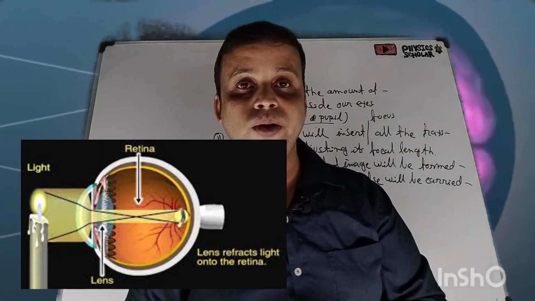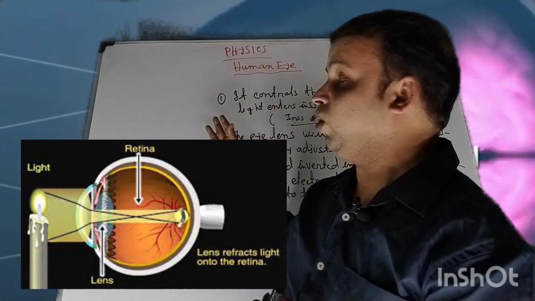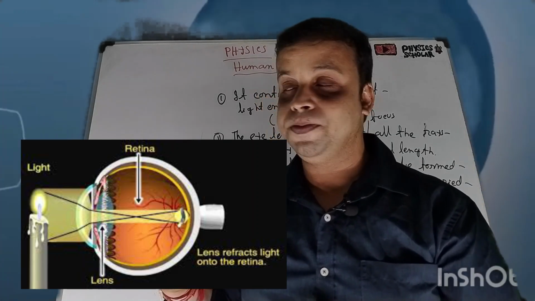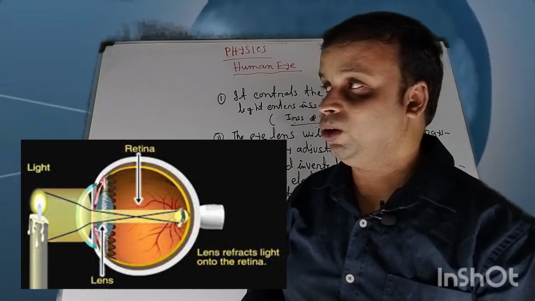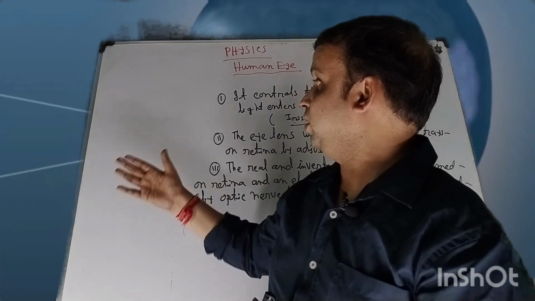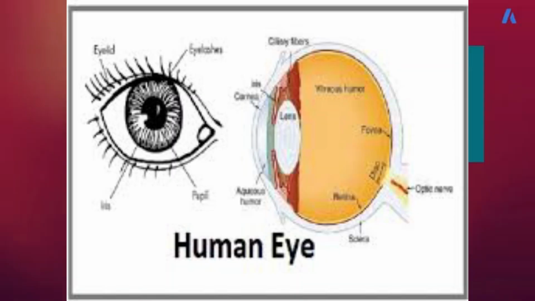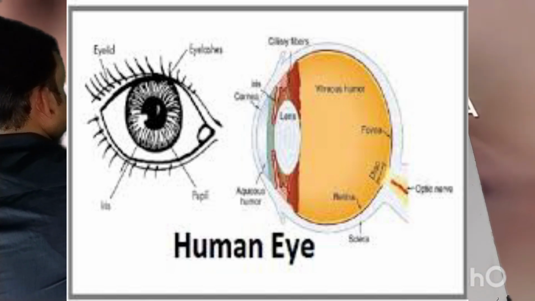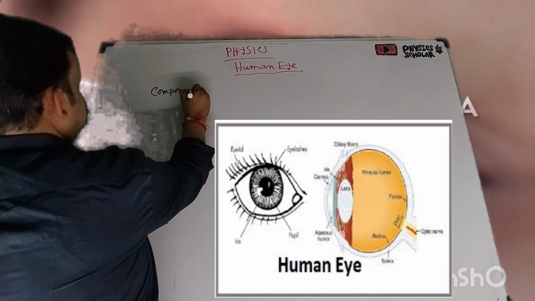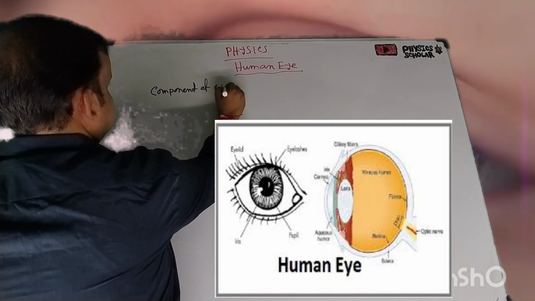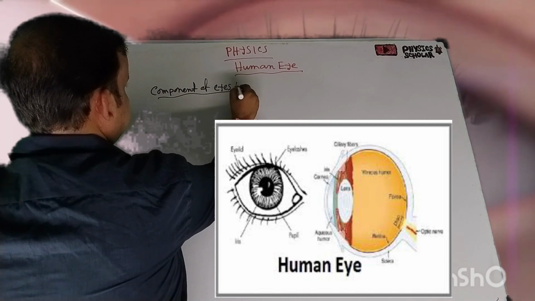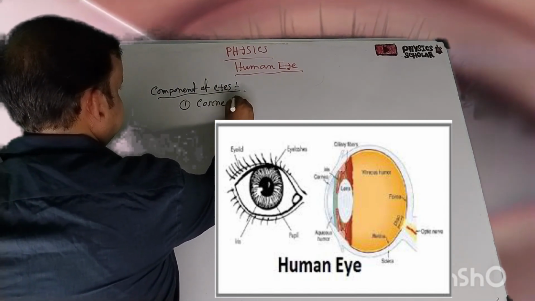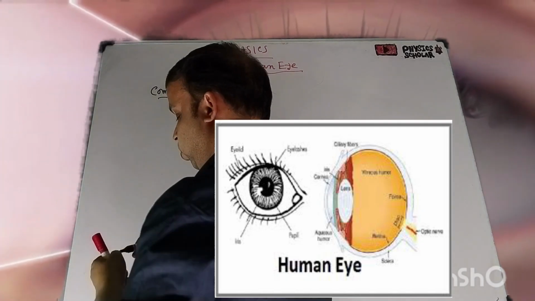Clear? So now we will come to know each and every component of our eyes and what their functions are in detail. Let us move to the second part, the components of eyes. Okay students, now let us move to the components of eyes. The first component is the cornea.